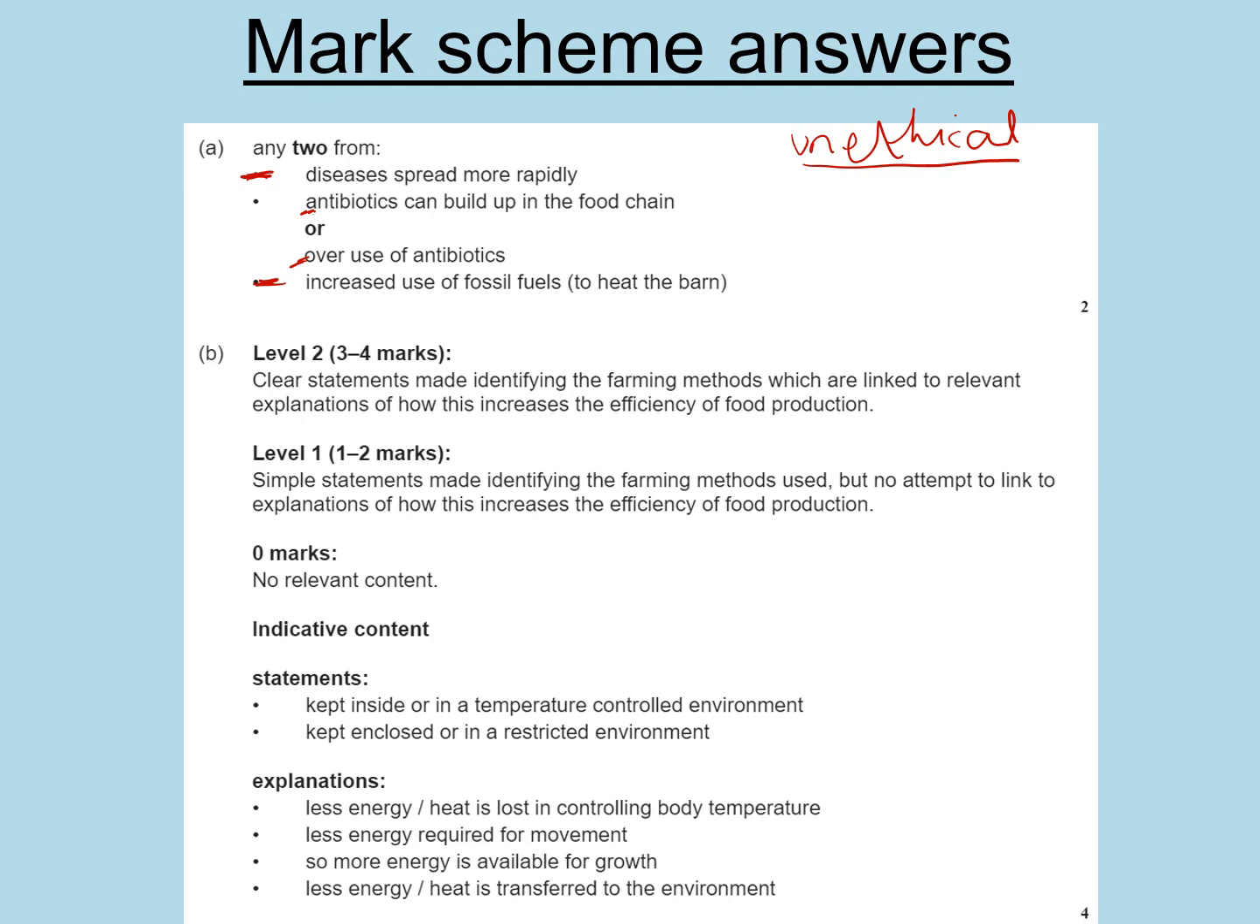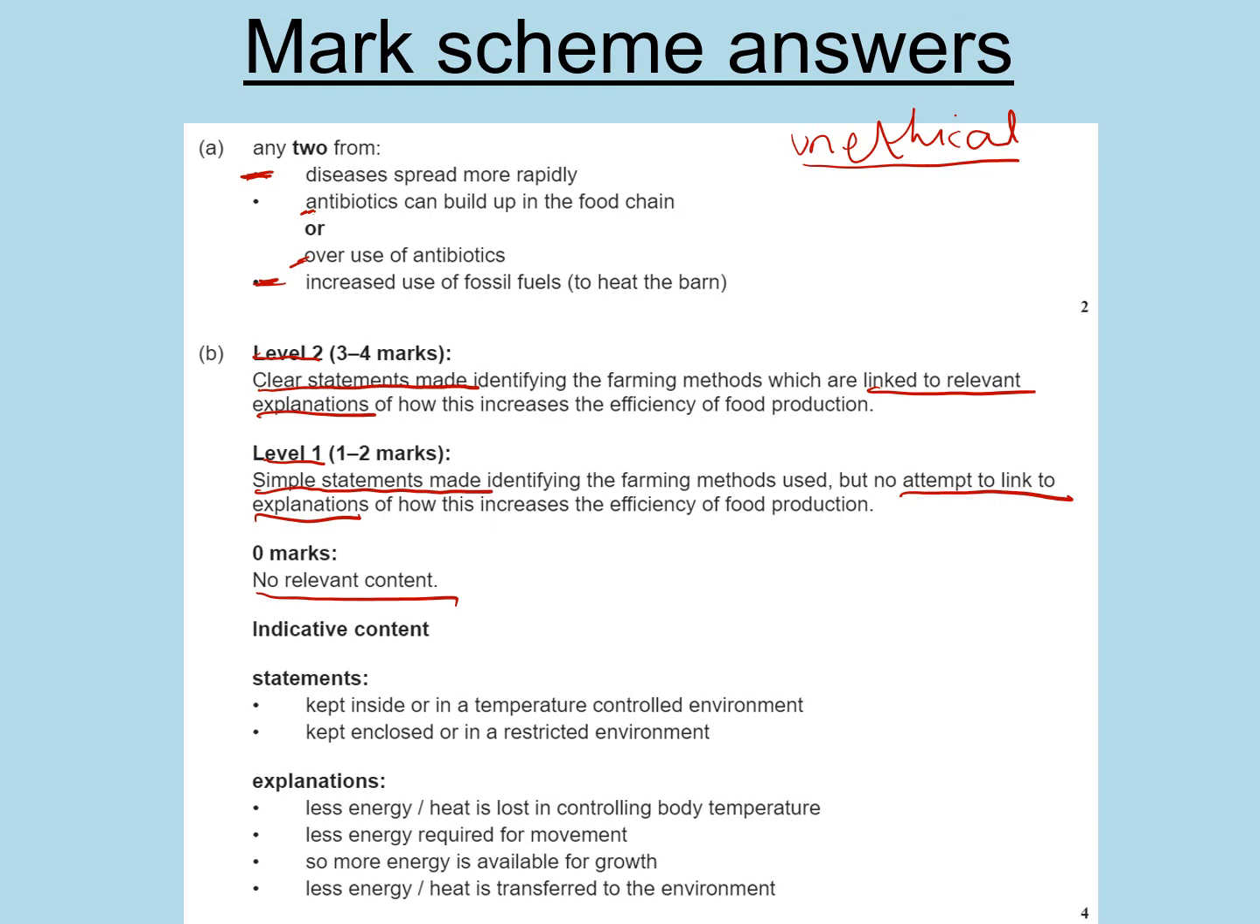Okay, for the second part of the question, the 4-mark one, first thing that the examiner will do is read your paragraph right the way through and decide whether it's a level 1 or a level 2 answer. If it's level 1, it might be very simple statements made, no attempt to link your explanations. Whereas a level 2 answer is all clear statements made and they are linked to relevant explanations. So first thing you need to do is read what you've written, think, is it clear? Does it make sense? Have I linked the explanation to how it increases the efficiency of food production? And of course, if you've put nothing, you would get 0 marks.